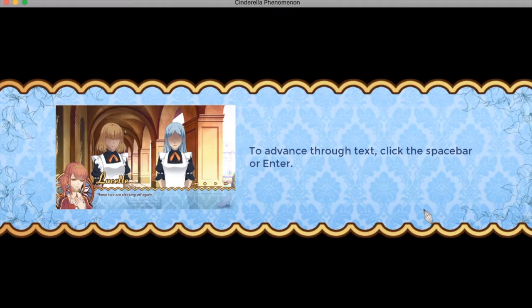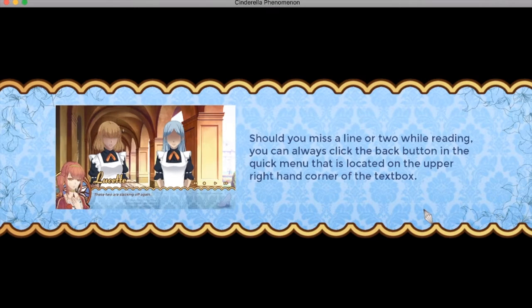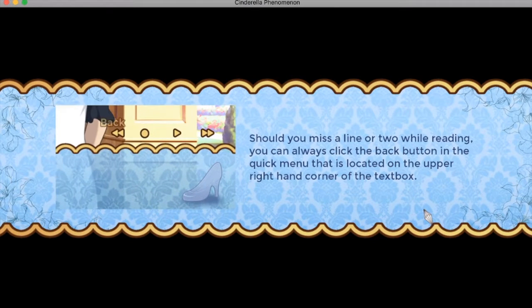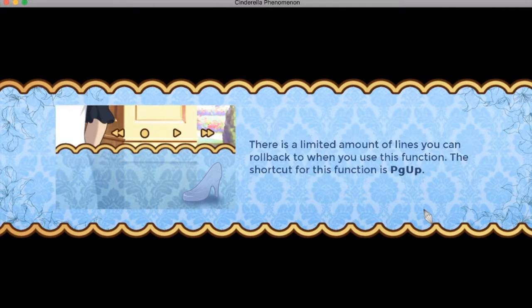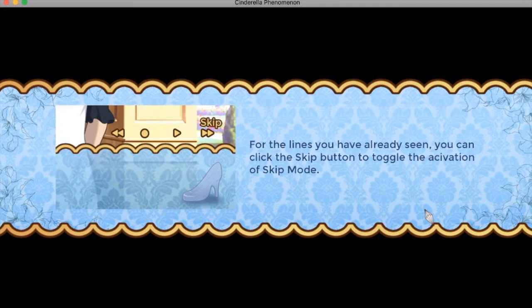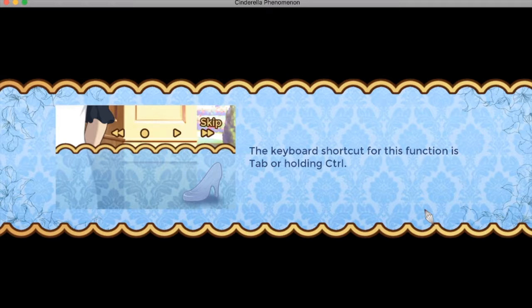To advance through text, click the spacebar or enter. Should you miss a line or two while reading, you can click the back button on the right and located on the upper right-hand corner of the text box. And there is a limited amount of lines. You can roll back when you use a function. The shortcut for the function is page up. For the lines you've already seen, you can click the skip button to toggle the activation of skip mode. The keyboard control for this function is tab or holding control.